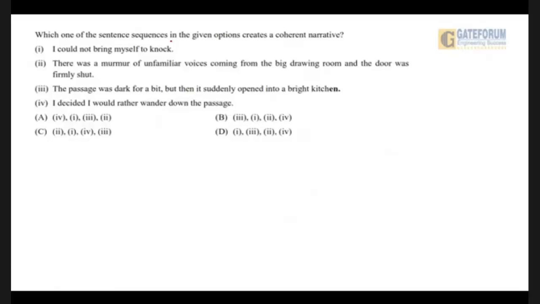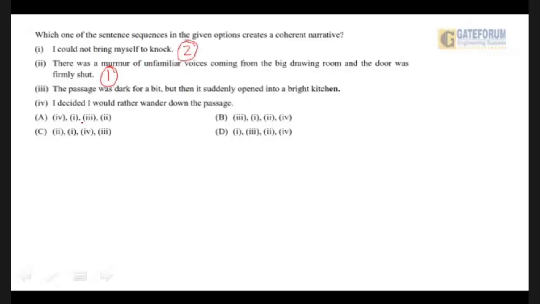Which of the following sentence sequences in the above options creates a coherent narrative? You can read them. Now, this is not as absolutely clear as the previous one we did, but quite familiarly, this one is the first sentence. There was a murmur of unfamiliar voices coming from the big drawing room, and the door was firmly shut.